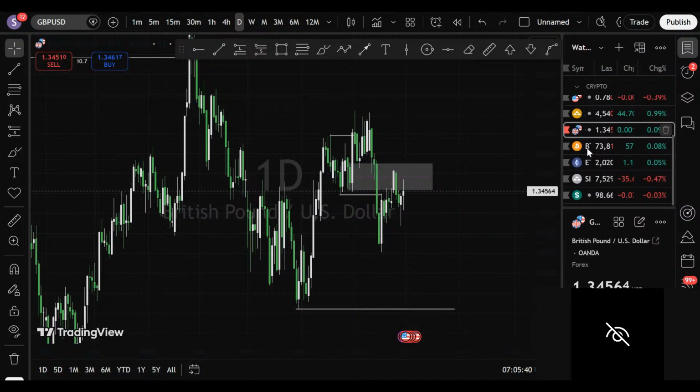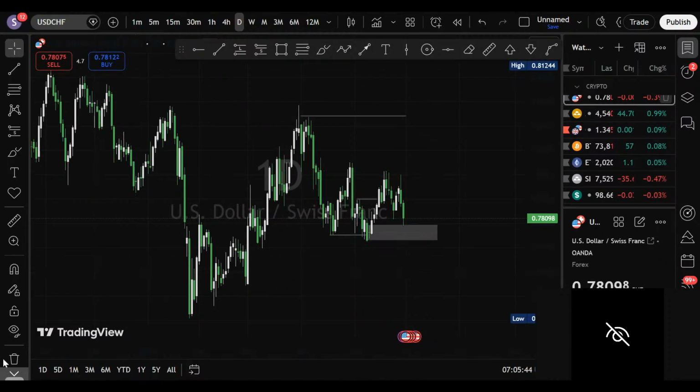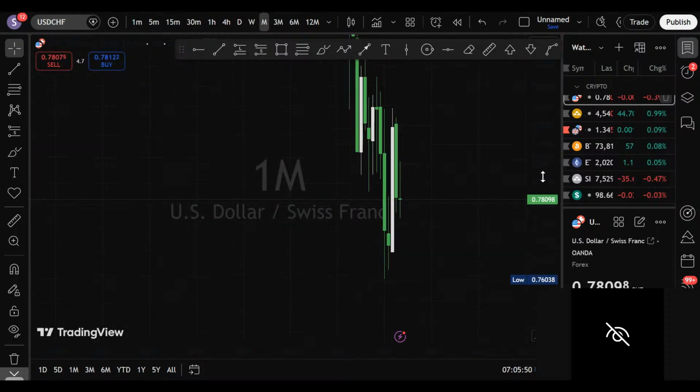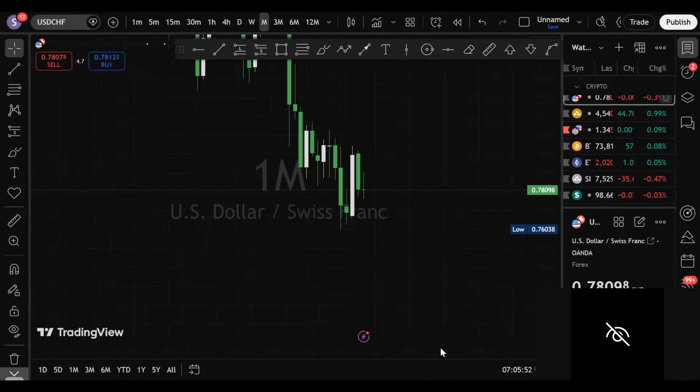All right, so let's analyze USD CHF as well. Let's see what we have on USD CHF. So we'll also be starting on the 1 month time frame.